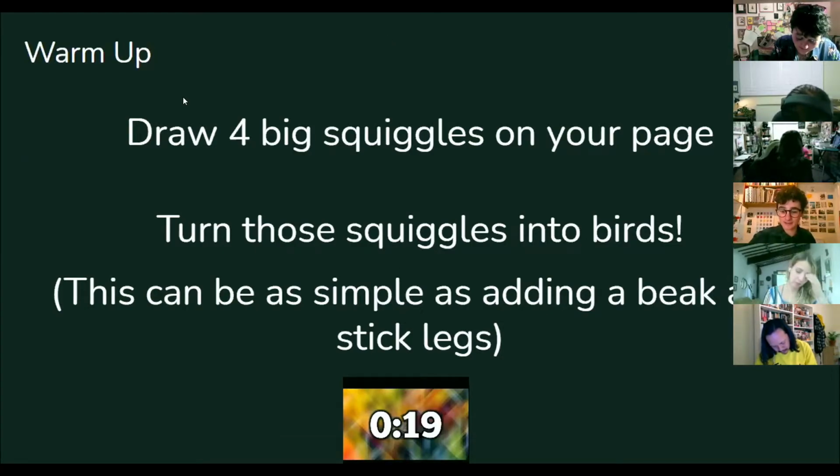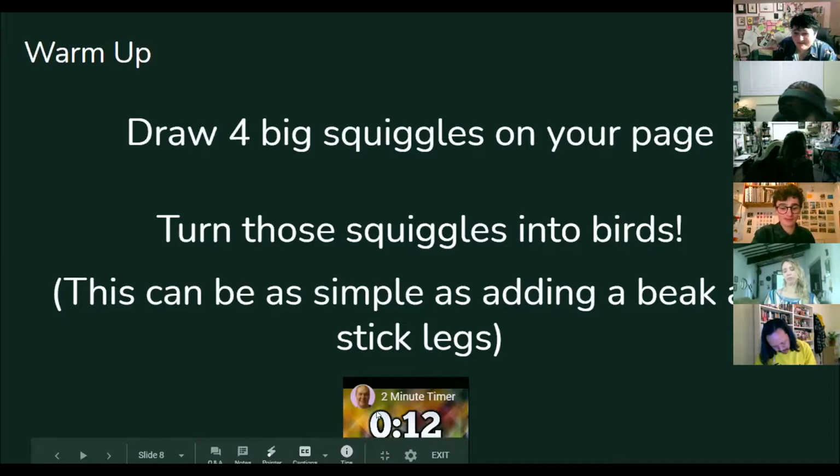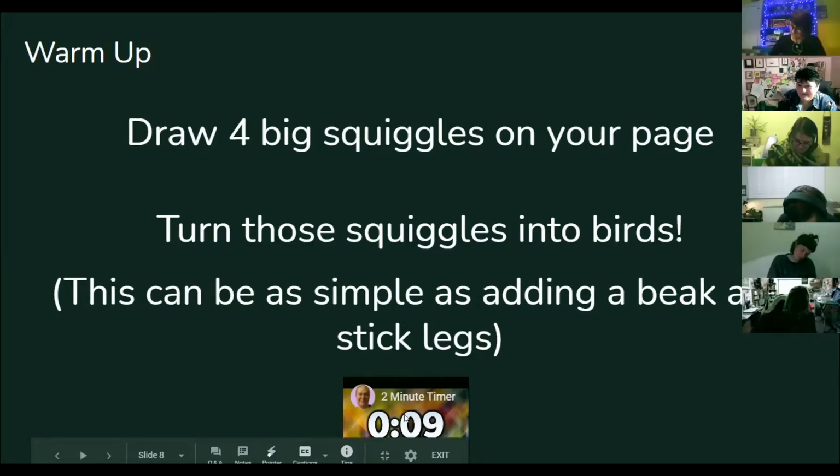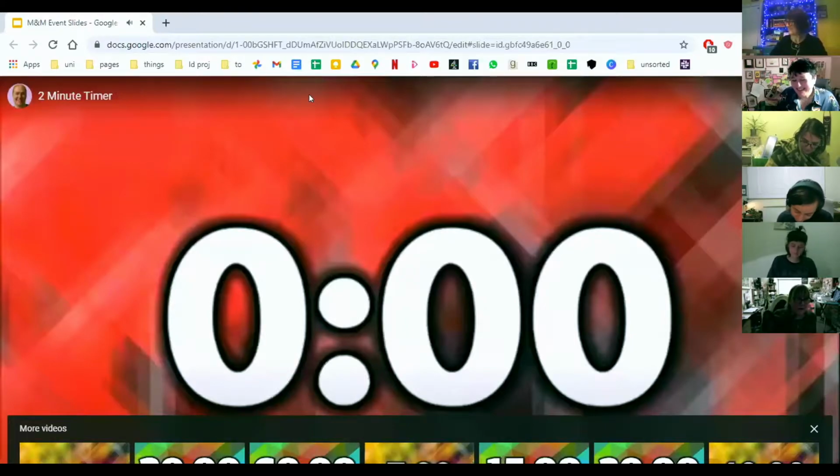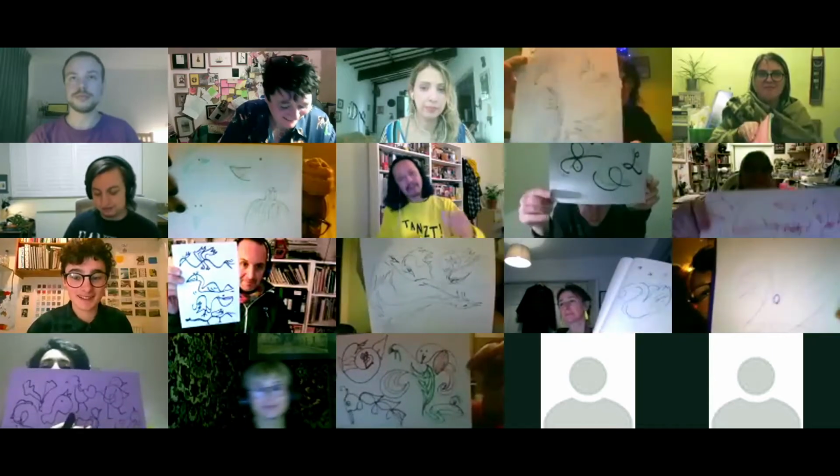Okay, 20 seconds left. Yeah, 5 seconds. 4, 3, 2, 1. I'll stop sharing again, and once again, if everyone could hold up their little squiggle birds for me. They're looking wonderful.